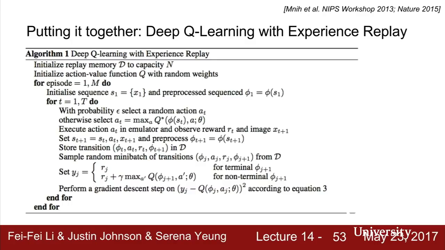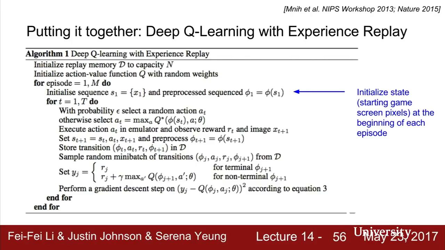Okay, so let's put this all together and look at the full algorithm for deep Q learning with experience replay. We're going to start off by initializing our replay memory to some capacity that we choose, N, and we're also going to initialize our Q network with random or initial weights. And then we're going to play M episodes, or full games. This is going to be our training episodes.